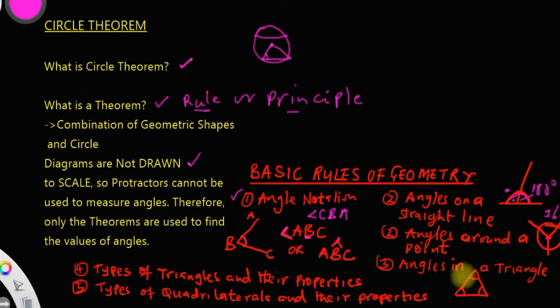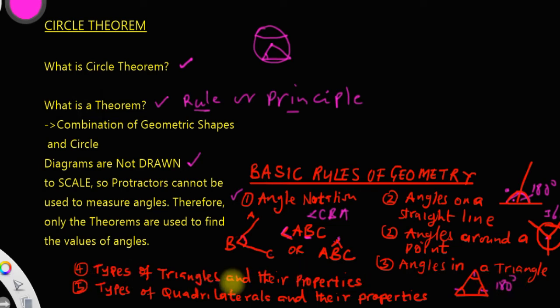And then angles in a triangle. You also have to know that angles in a triangle add to 180. If you add this to this, you get 180 degrees. Angles in a triangle add to 180.